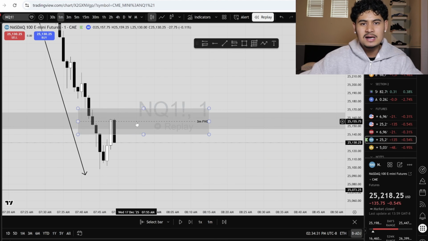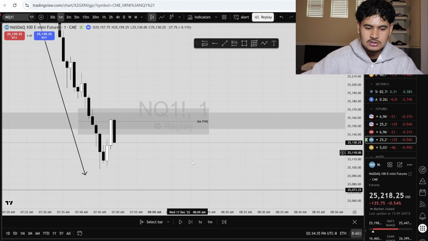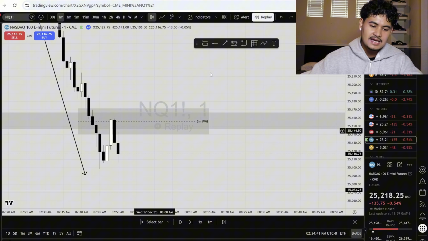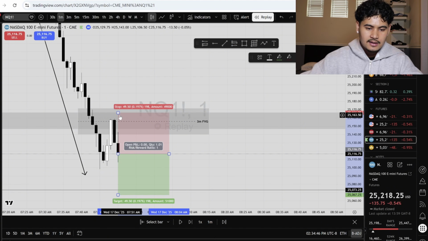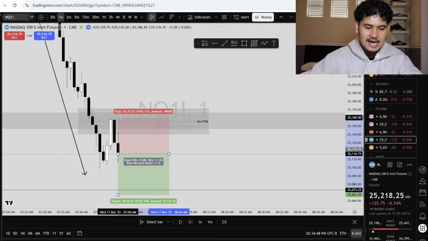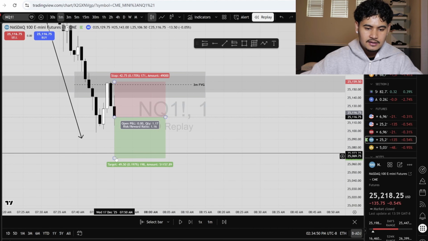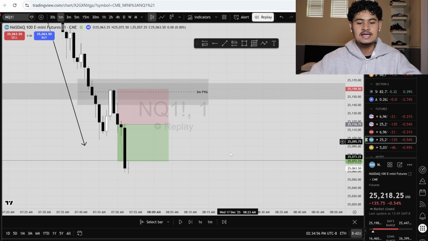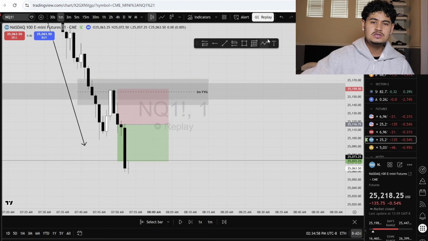We come into it, I want to see some sort of confirmation that this fair value gap is going to hold. We get one nice candle out of there. I want ideally two candles. And we get a second candle right here. I take a short right here. Stop loss above this high right here, targeting this draw on liquidity right here. So play that out and you can see that hits. So that is how I use fair value gaps.